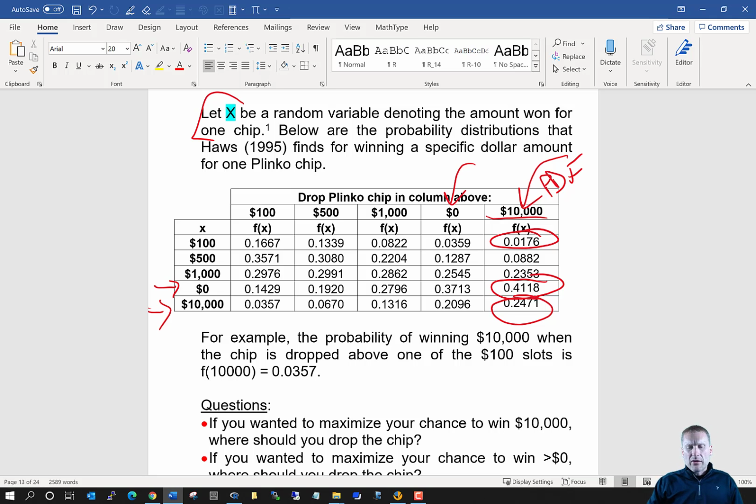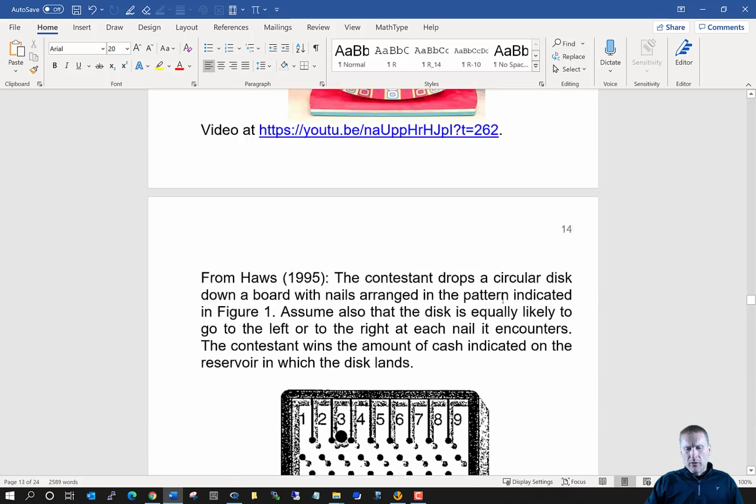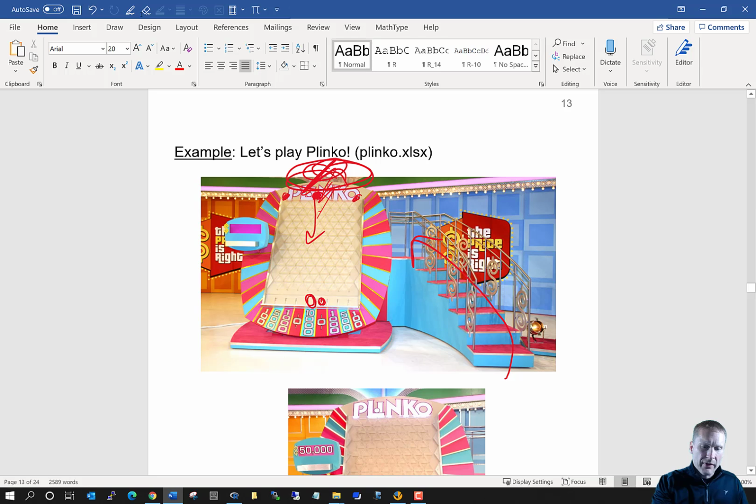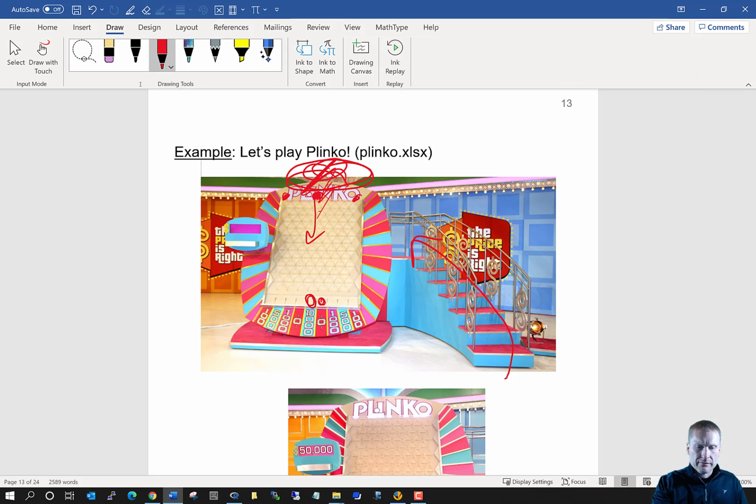And so now if I were to drop the chip, let's say, above one of the $0 spots, let's actually go back to our board here. Let me do a little bit of erasing. Oops. For some reason I cannot erase. Let me try one more time, and then I'll give up if it doesn't work. It's not working. That's okay. So let's actually go down here.